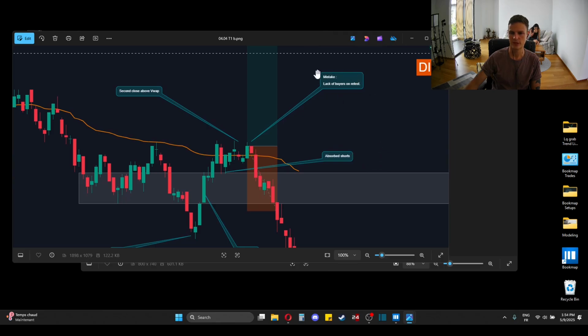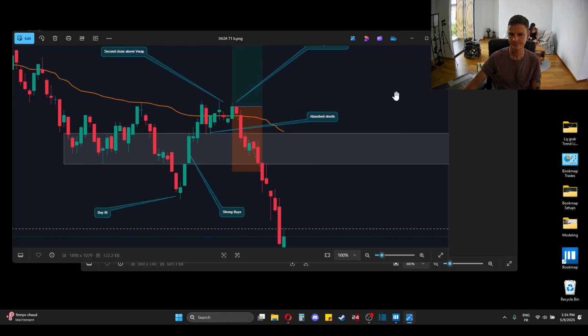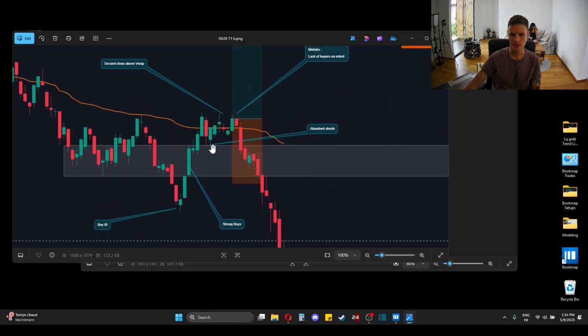And I wrote it down here in hindsight: mistake, lack of buyers on the retest. I just thought because we closed above the VWAP here again, it was good enough, but not at all. And there were some absorbed shorts here apparently, so I thought, oh, if they absorb shorts here, they're going to push up. We had this big buy iceberg here, so you know it's bullish.